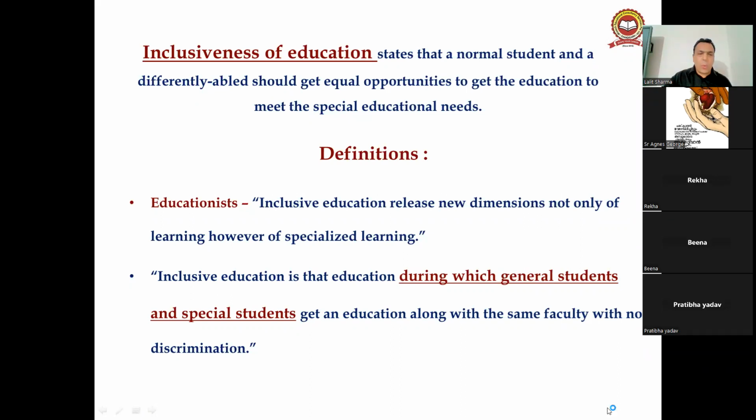Now we see the viewpoint of some educationists. Some educationists say that inclusive education releases new dimensions, not only of learning, however, of specialized learning. Okay, inclusive education is that education during which general students and special students, okay, what is a special student? Always remember, this is another name of inclusive education, right? Special students are a part of inclusive education, during which the general student and special student get an education along with the same faculty with no discrimination.